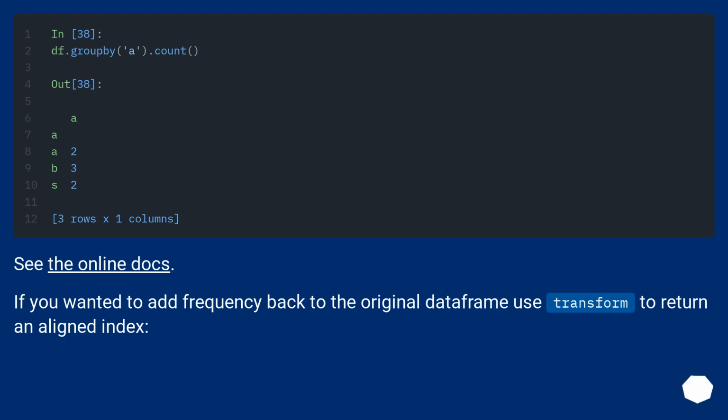See the online docs. If you wanted to add frequency back to the original data frame, use transform to return an aligned index.